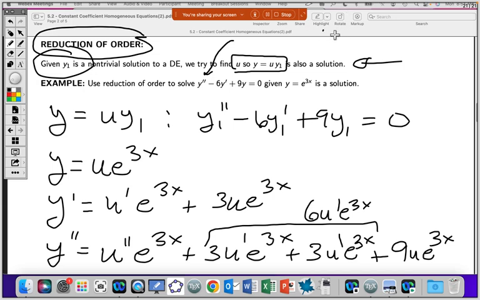Because we know that if this is a constant, this will work. So instead of assuming this is a constant, we're assuming it's a variable. That's kind of what reduction of order is. We know constants will work, but we need something that's not a constant, so we're going to make that a variable instead. That's kind of the reasoning behind it. So let's go ahead and stuff that in.